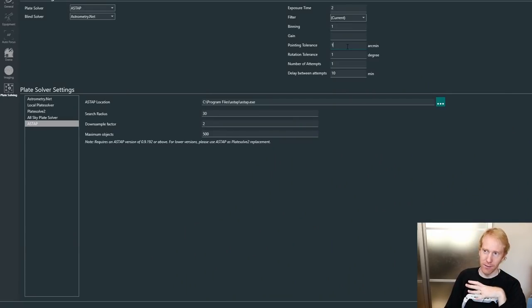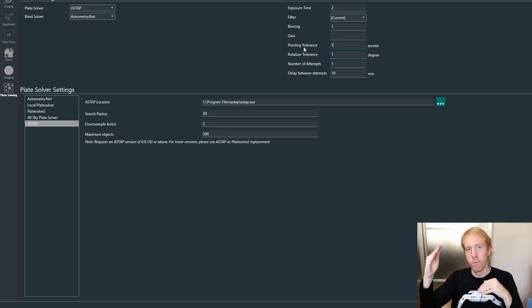There's a reason why Sequence Generator Pro expresses this pointing tolerance in pixels. It's because it's very easy to compare that to your actual sensor and see how much movement in pixels you can have between a frame taken after an initial plate solving, and a frame taken after a second plate solving. But one of the reasons that it's in arcminutes in N.I.N.A. is because you know more or less the precision of your mount in arc minutes.